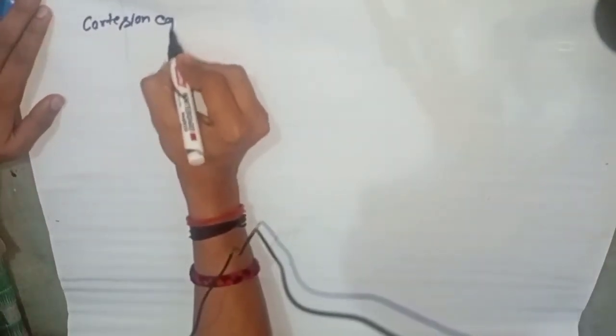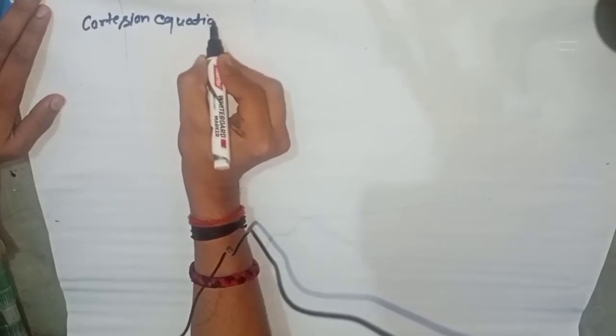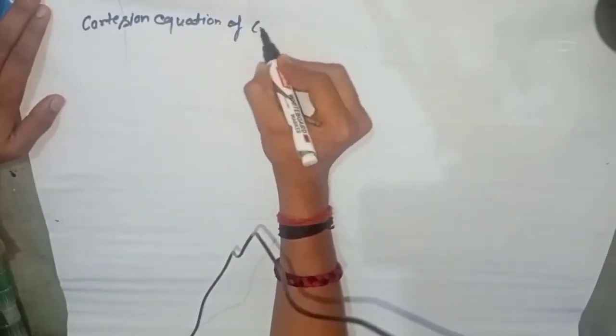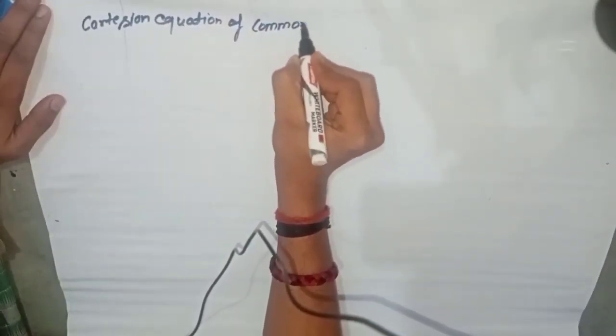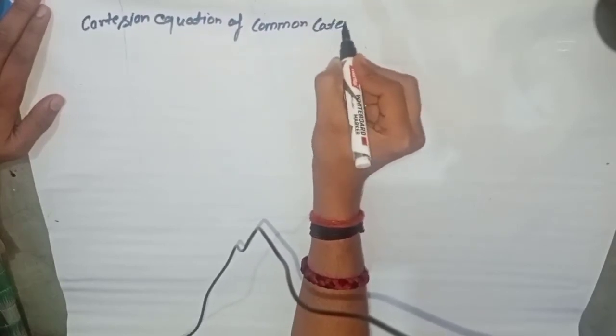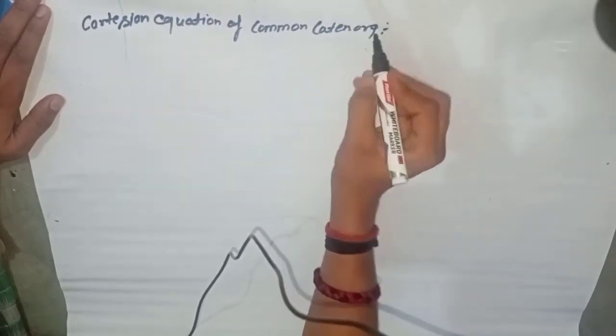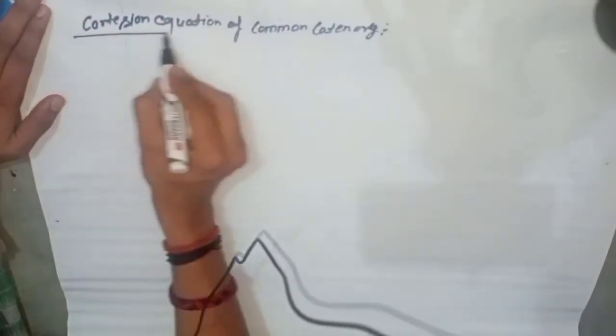Now we continue the common catenary. In the previous lecture we proved the intrinsic equation of the common catenary. Now we prove the Cartesian equation of the common catenary.